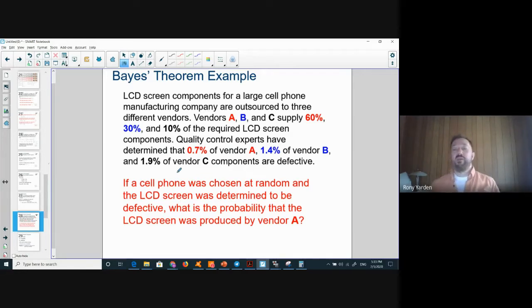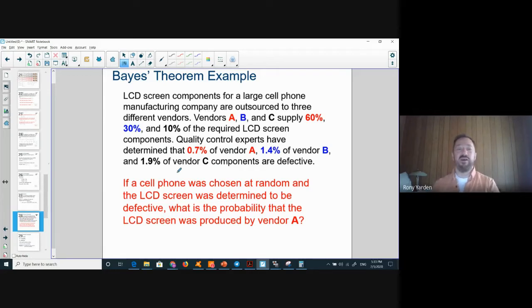And vendor B will tell you the same, 1.4%, 14 screens out of 1,000 are defective, okay? And vendor C will tell you 19 out of 1,000 are defective. I'm not going to check it for you. Why? Because to check if a screen is defective, you have to assemble it first, or the rest of the phone, and then you can tell if it's defective or not. So they're not going to assemble the screens.